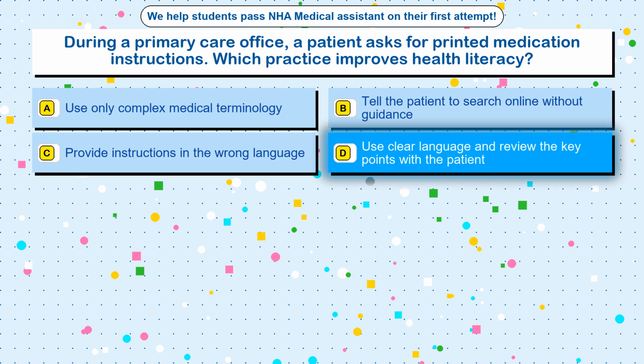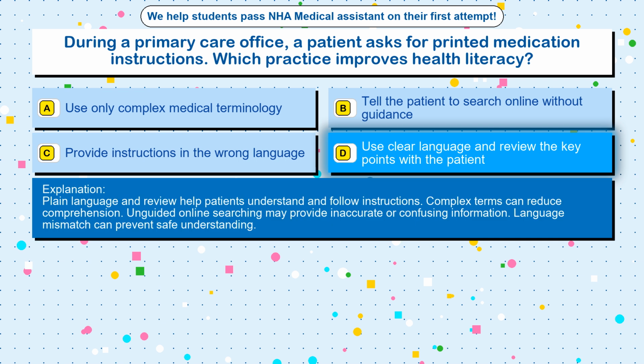The correct answer is option D, use clear language and review the key points with the patient. Plain language and review help patients understand and follow instructions. Complex terms can reduce comprehension. Unguided online searching may provide inaccurate or confusing information. Language mismatch can prevent safe understanding.